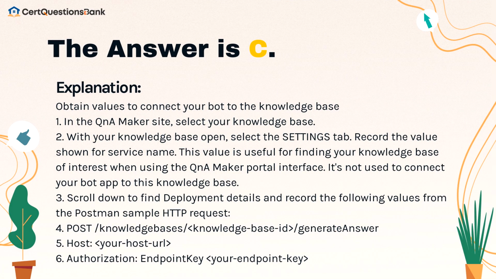The answer is C. Obtain values to connect your bot to the knowledge base. 1. In the Q&A Maker site, select your knowledge base. 2. With your knowledge base open, select the Settings tab. Record the value shown for service name. This value is useful for finding your knowledge base of interest when using the Q&A Maker portal interface. It's not used to connect your bot app to this knowledge base.